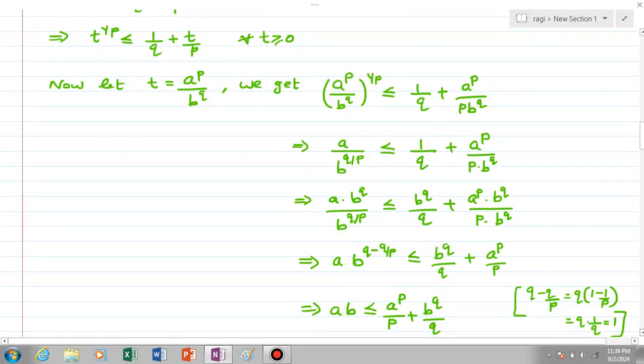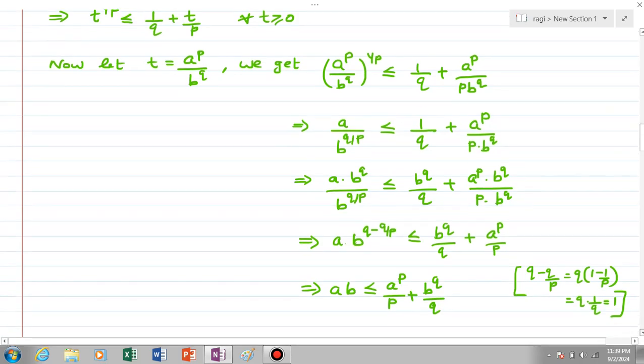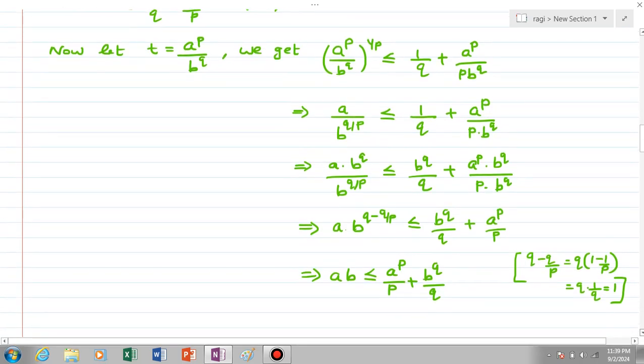That is a into b raised to q minus q by p is less than or equal to b raised to q by q plus a raised to p by p. But q minus q by p is nothing but equal to 1. We can see that a into b is less than or equal to a raised to p by p plus b raised to q by q. This is our Young's inequality.